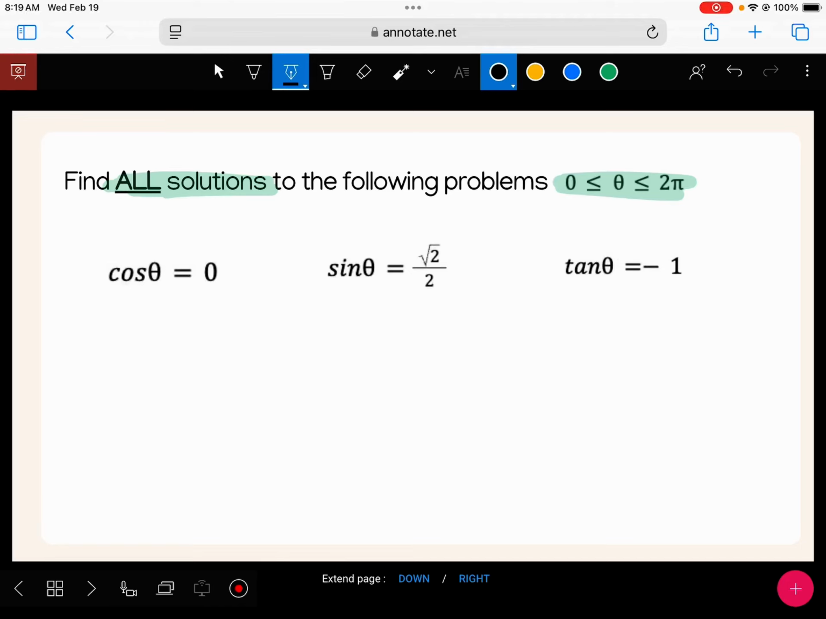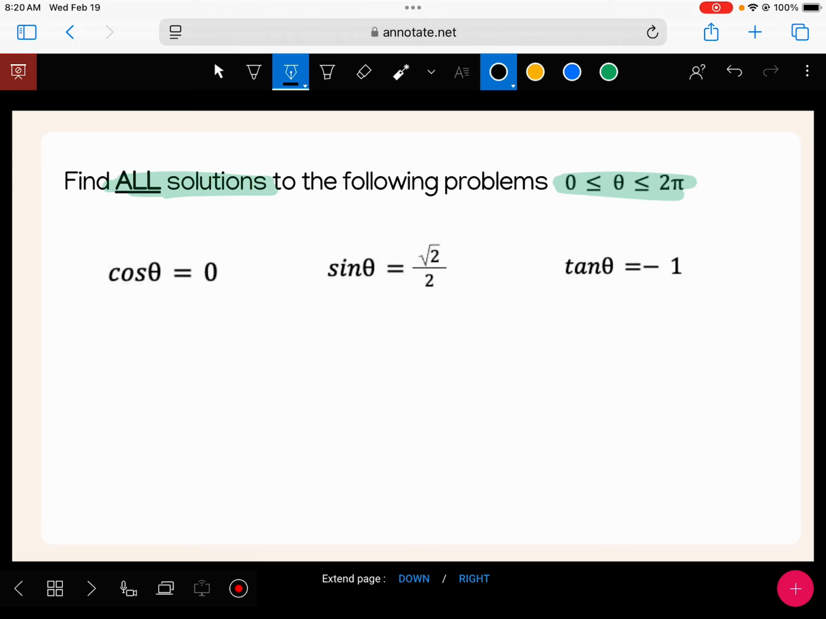All right, so this is going to be our Friday Valentine's Day lesson, but with sound this time. So this first slide I'm going to go through kind of quickly. It was just to remind ourselves of what "find all solutions to the following problems on the interval" looks like.